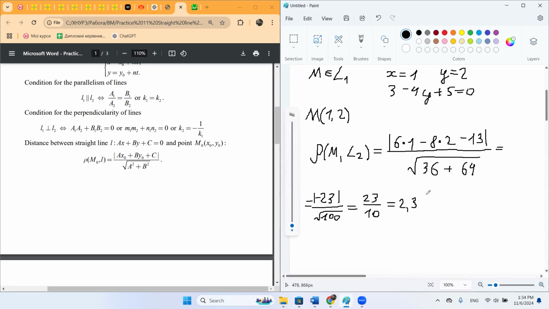Any questions about this task? Questions, comments?